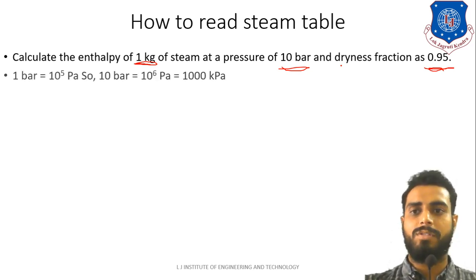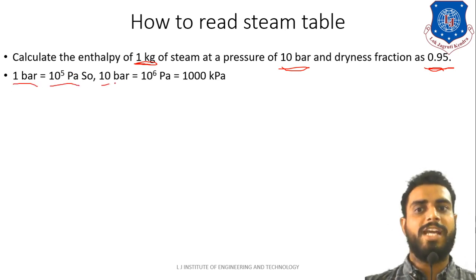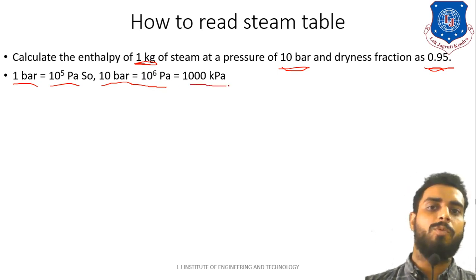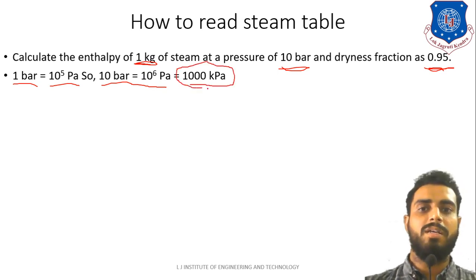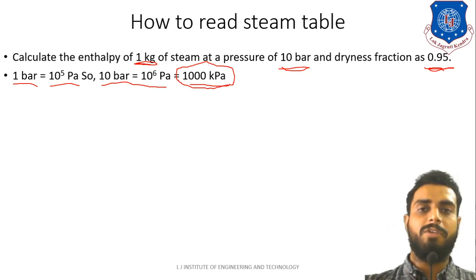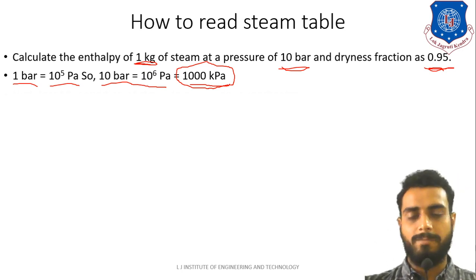So the very first step is conversion. 1 bar is equal to 10 raised to 5 pascal. So 10 bar is equal to how much? 10 raised to 6 pascal. And in kilopascal it will be how much? 1000 kilopascal. Sir, why have you converted into kilopascal? Because in the steam table which I am referring to, pressure is denoted in kilopascal.